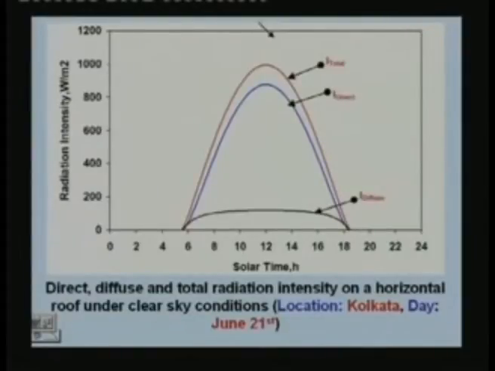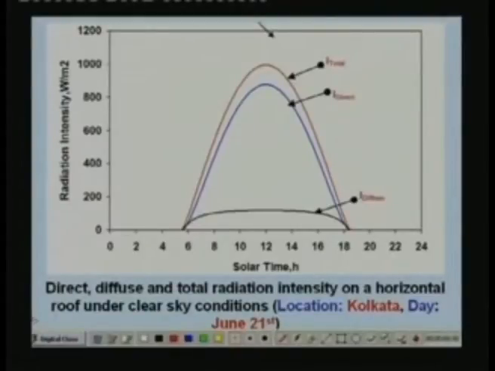Okay, it's a horizontal roof under clear sky conditions. So you can see that it is 0 at these points, because this is before sunrise and this is after sunset. So solar radiation will be there only during the day. At sunrise, the diffuse radiation and direct radiation gradually increase with solar time. They reach a peak at solar noon, then again gradually decrease and become 0 at sunset.